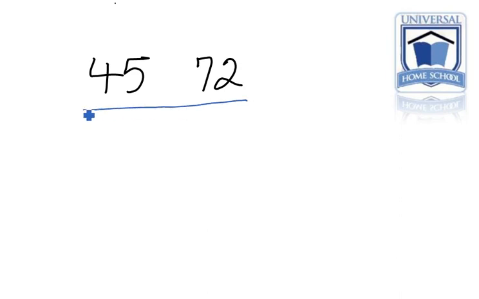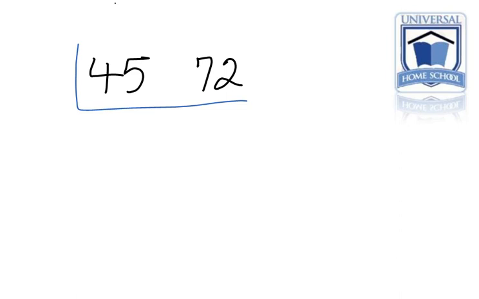We have two numbers, 45 and 72. I want to find the greatest common factor of these two numbers. So I write the two numbers out, draw my line, and I have to decide what number divides equally into 45 and 72. One number that divides equally into both of these numbers, not just one.